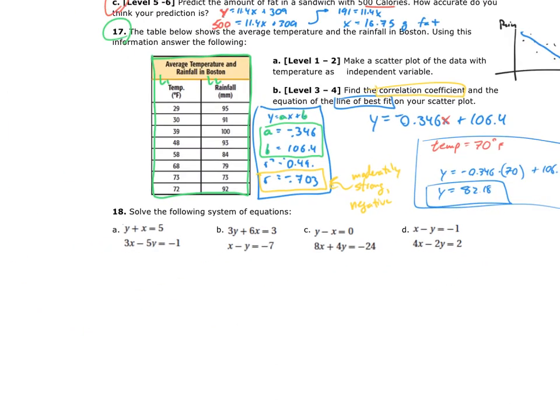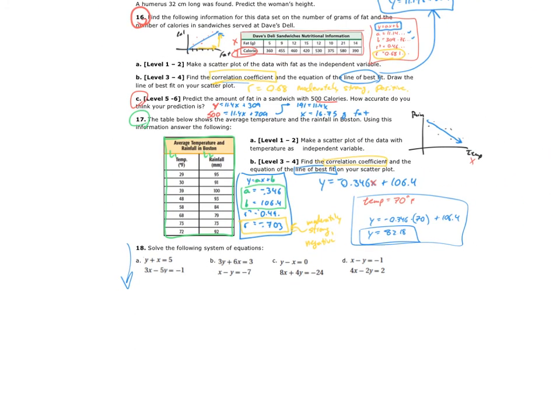Cool. Systems of equations we haven't really seen. That's a little more of a 7 and 8 style question, but there's videos up on the VLE if you're interested. Cool. Good luck.